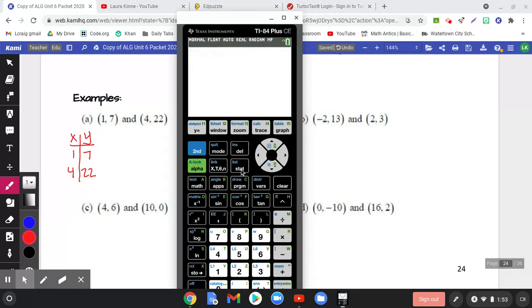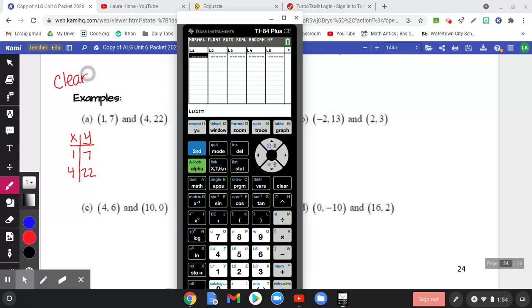So we're going to hit stat, enter. Now our lists have things in it, so you're going to hit up, clear, down. Because if you just try to hit clear, nothing happens. So you go up, so you're going to tell the calculator to clear the list. Don't hit delete because it'll get rid of the whole column and then you'll want to reset your calculator. So to clear, you hit up, clear, down.